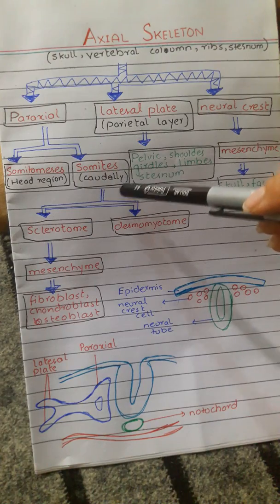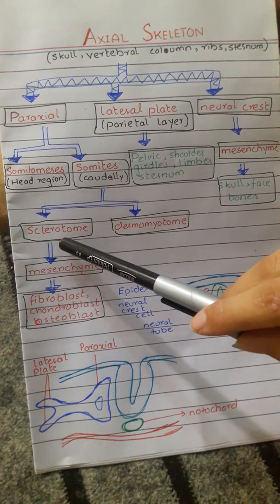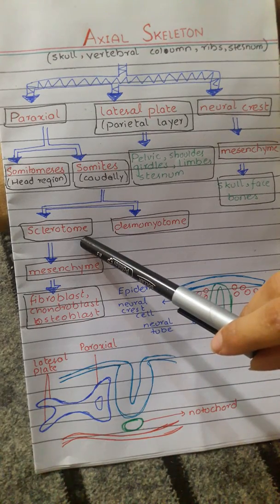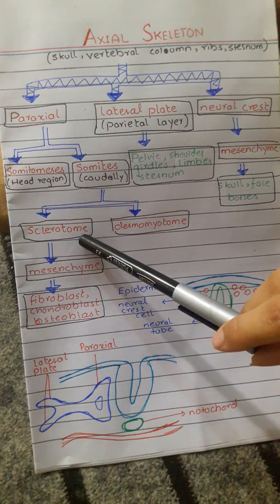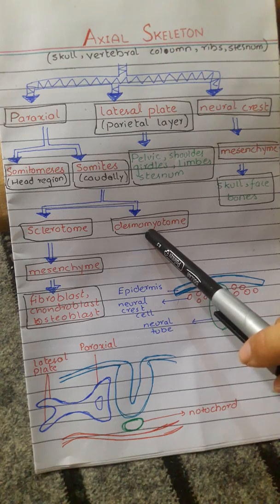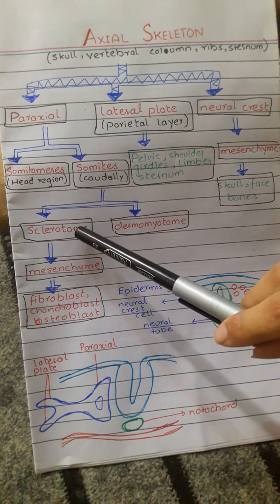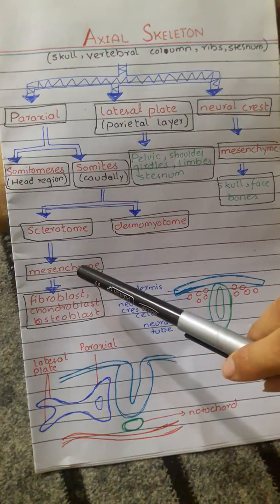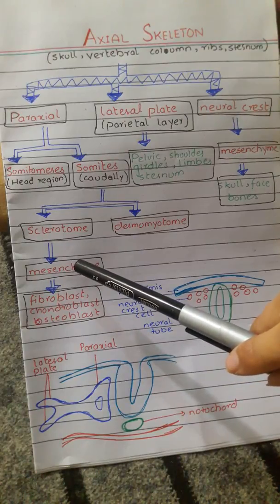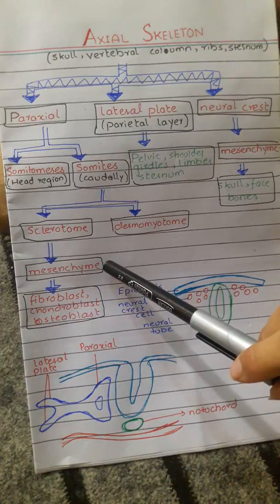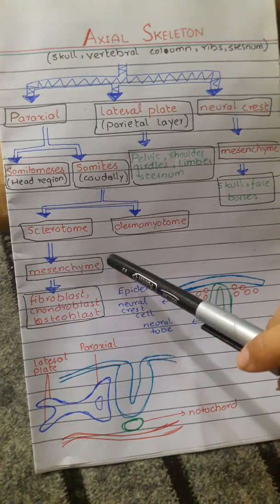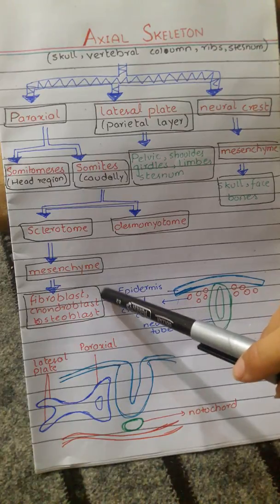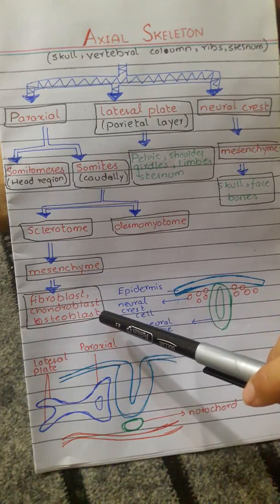Now the somites differentiate into sclerotome and dermomyotome. Sclerotome is ventromedial and the dermomyotome is dorsolateral. Sclerotome differentiates into the mesenchyme. It is a polymorphous loose connective tissue, or the embryonic connective tissue. Then it may become fibroblast, chondroblast or osteoblast.